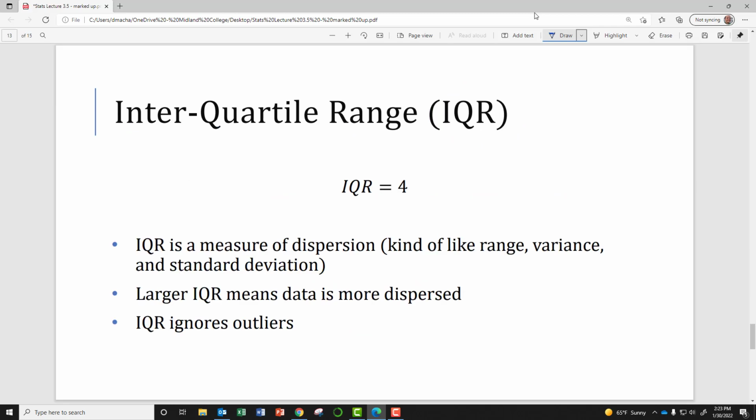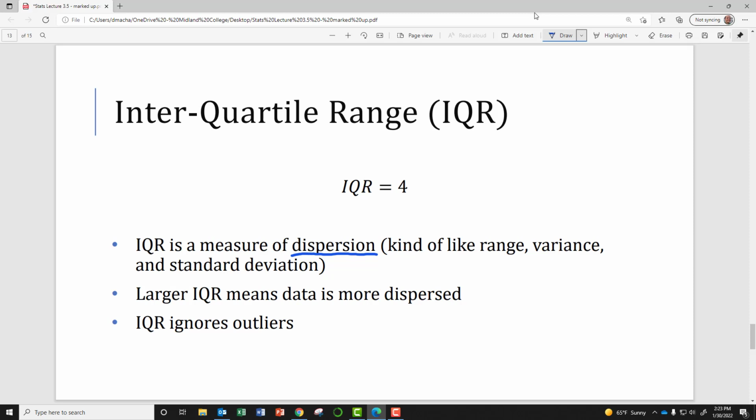Now the interquartile range, the IQR, is a measure of dispersion. Just like range was a measure of dispersion, if your first and third quartile are farther apart, then you're looking at a more dispersed data set. Other measures of dispersion were range, variance, and standard deviation. IQR is just another descriptive statistic that gives you a sense of how dispersed your data set is.